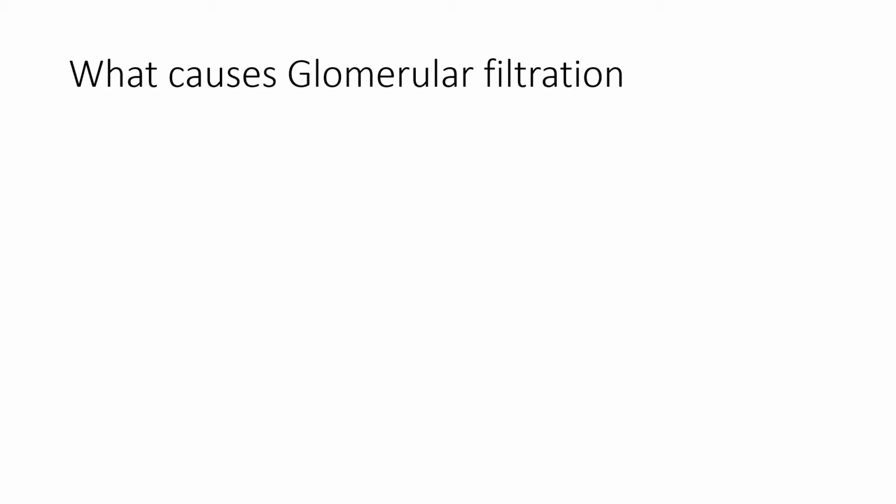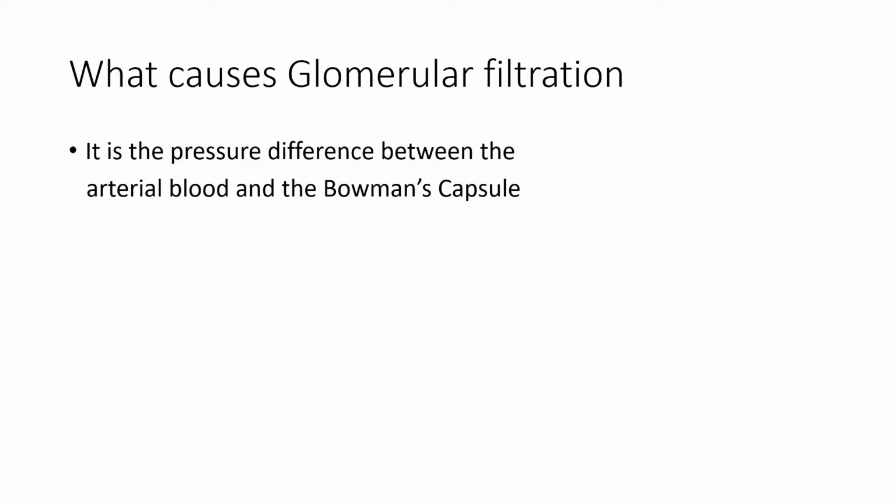So what causes the filtration here? It's the pressure difference between the blood and the Bowman's capsule. By the time your blood reaches the Bowman's capsule into the smaller arterial vessels, you're classically looking at a pressure of about 60 millimeters of mercury. There'll be some fluid in the Bowman's capsule, so that'll exert a bit of pressure as well. The pressure of that's about 20 millimeters of mercury.